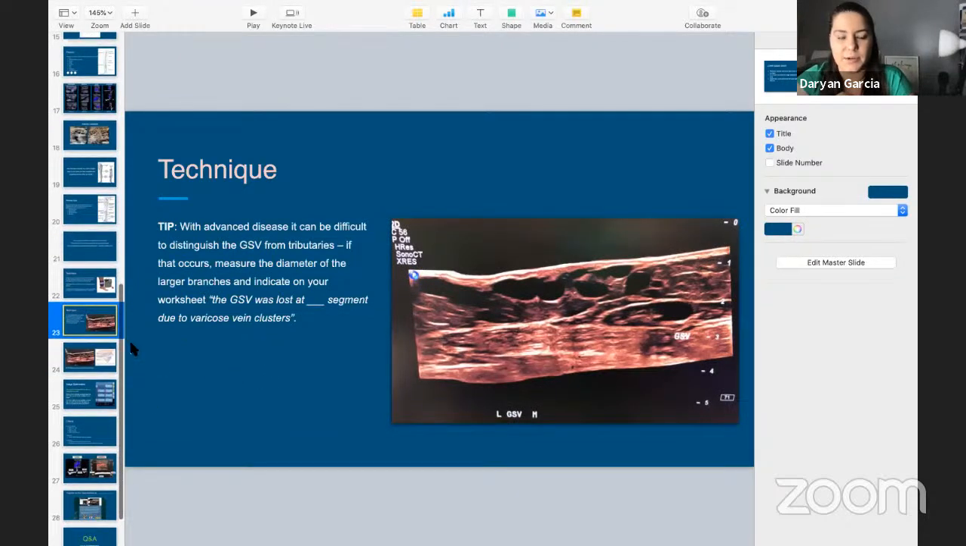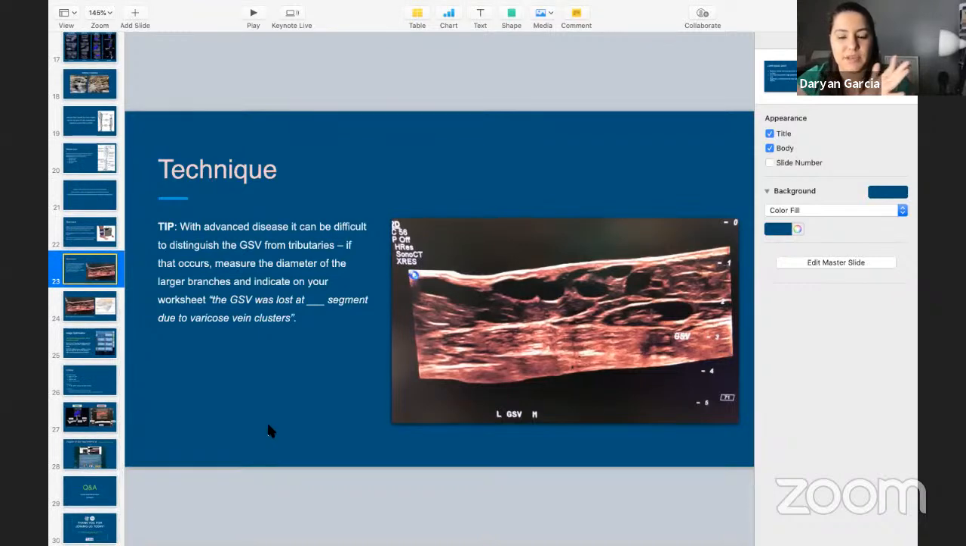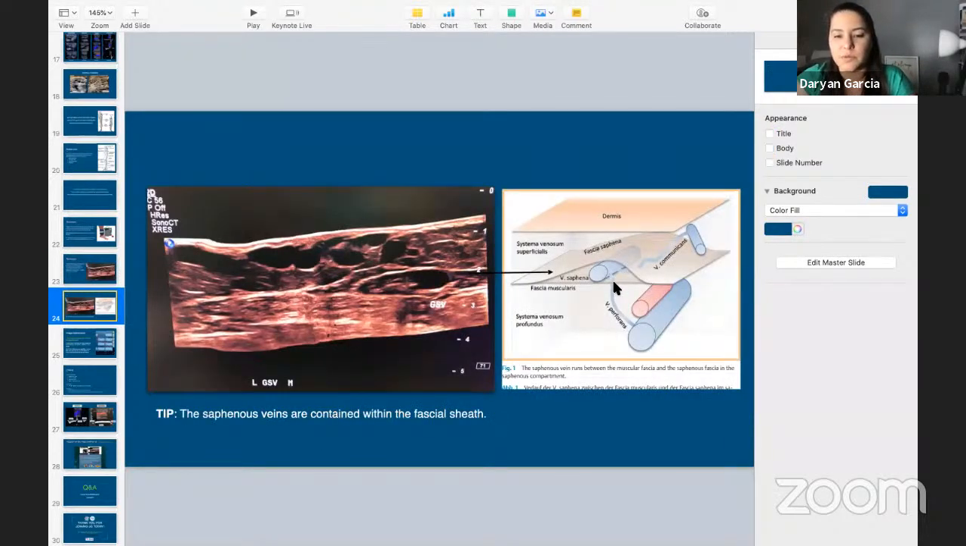Another technique that you should take advantage of when it's a really bad venous insufficiency case, you're going to have a lot of varicosities, a lot of tributaries and all that. So it's sometimes hard to differentiate the GSV from other vessels. Like Elaine mentioned and showed you guys earlier, the GSV runs within that fascial sheath. So if you have that hyperechoic layer at the top and another hyperechoic layer at the bottom, and you have that vessel there, then that's the GSV.